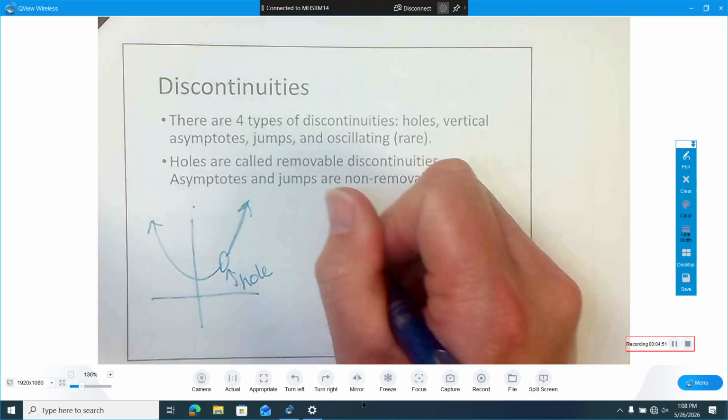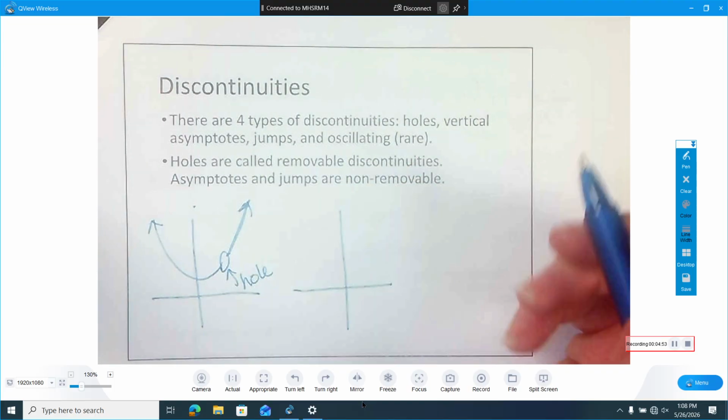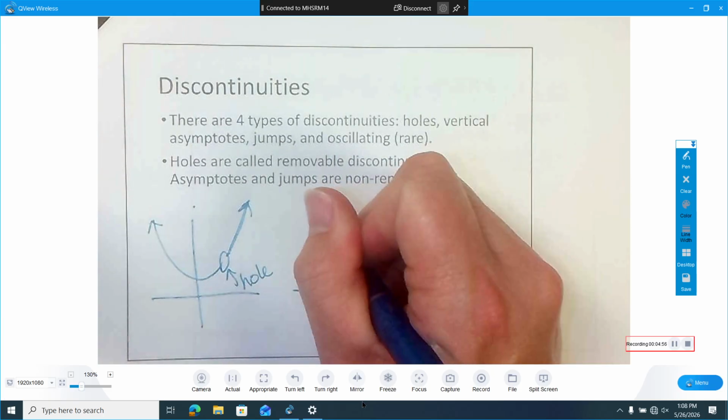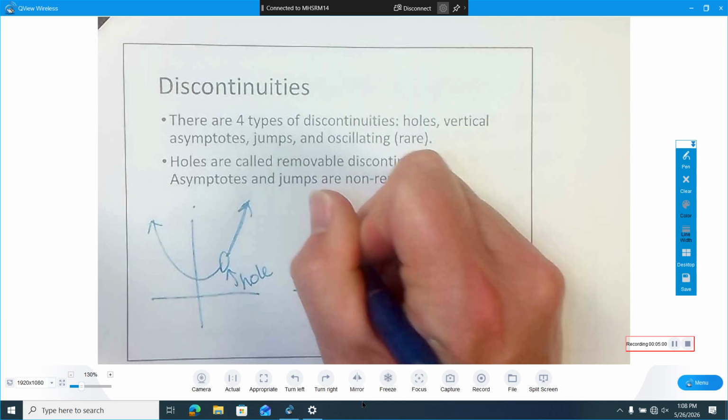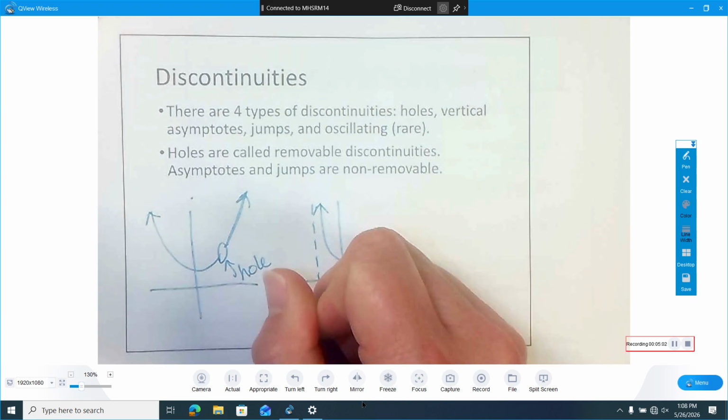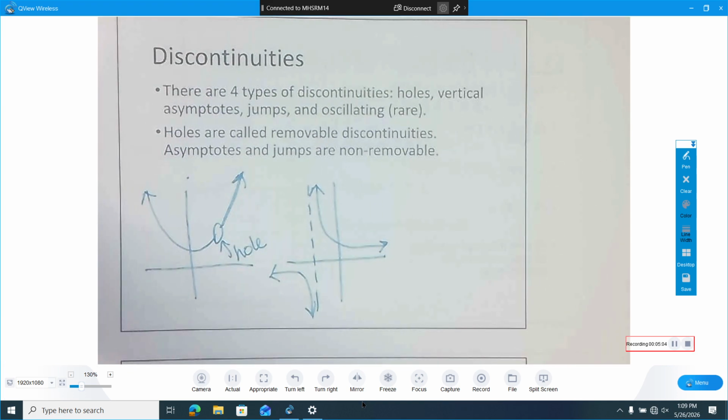Vertical asymptotes are also discontinuities, functions where we have a vertical asymptote. Maybe my function looks like this, something like that. Of course, if we have a vertical asymptote, that would make something discontinuous.